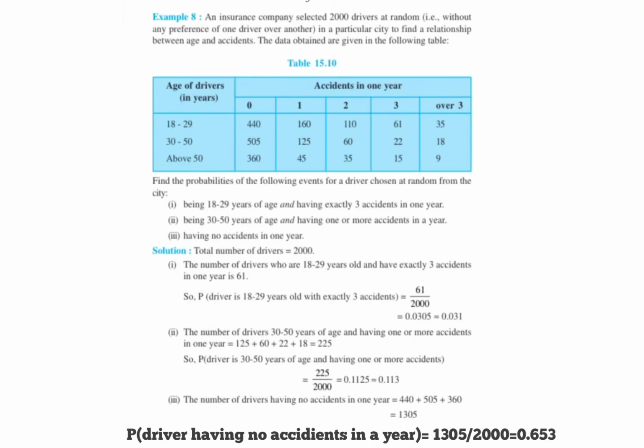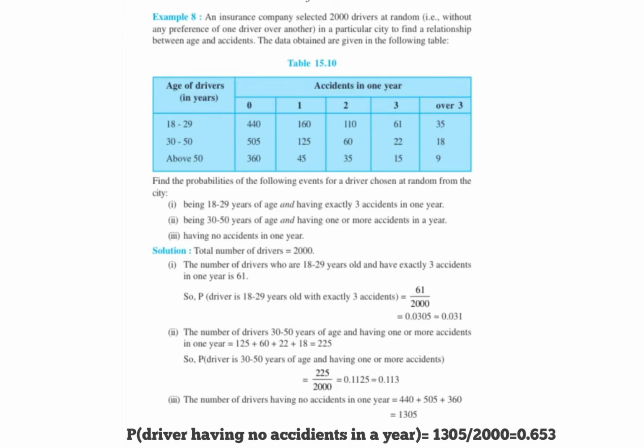So here the total number of drivers is 2000. Now the first thing which we have to find is the probability of a driver being of age 18 to 29 years and having exactly 3 accidents in 1 year. So here in the table you can see that there are 61 drivers who are 18 to 29 years of age and had 3 accidents. So the probability of this event will be 61 by 2000, that is equal to 0.0305.